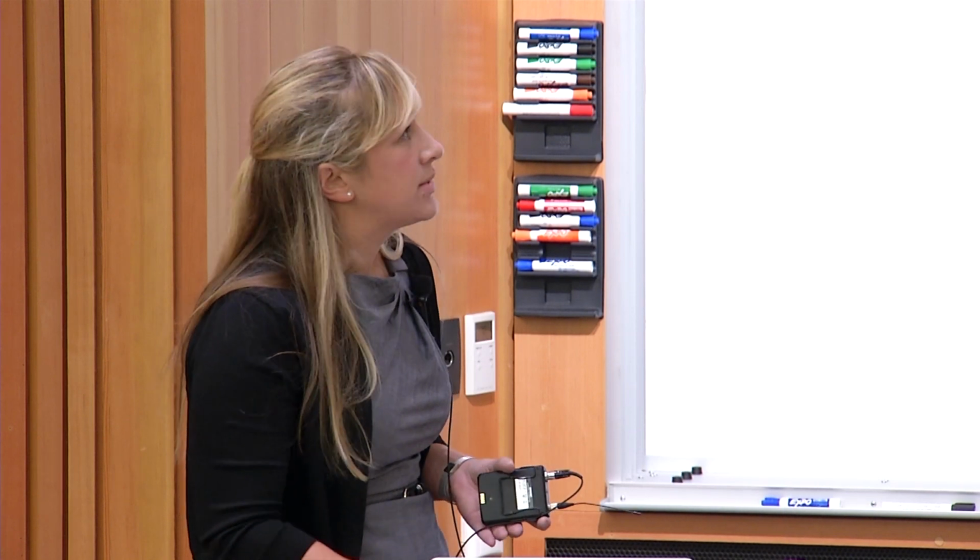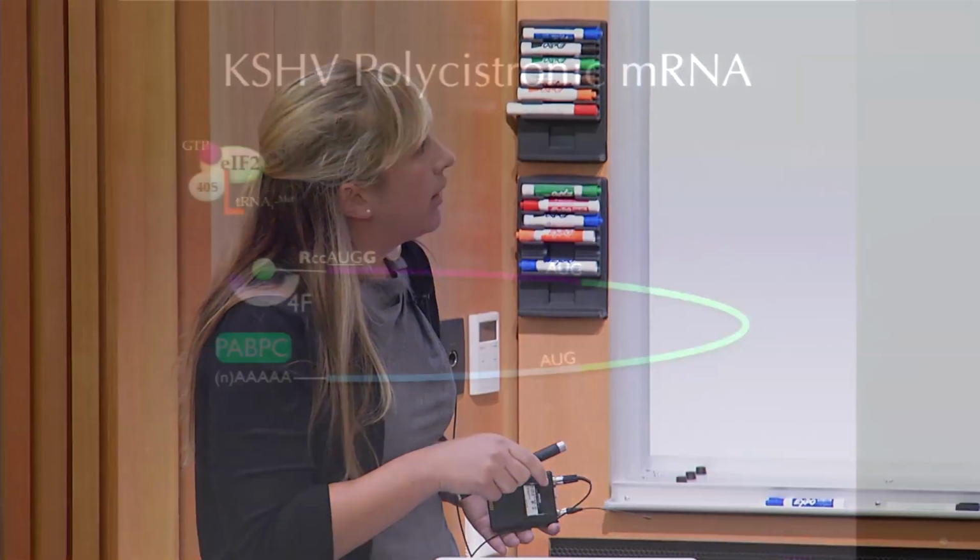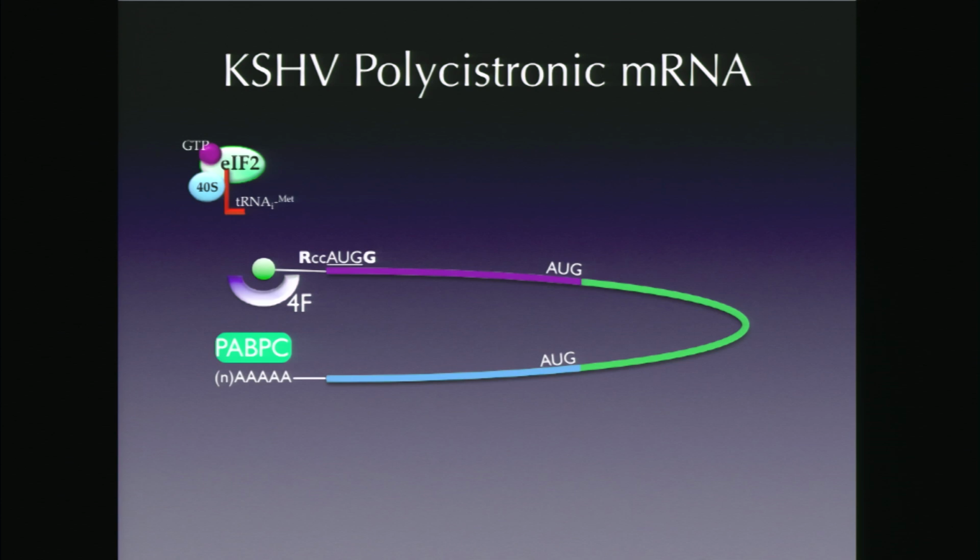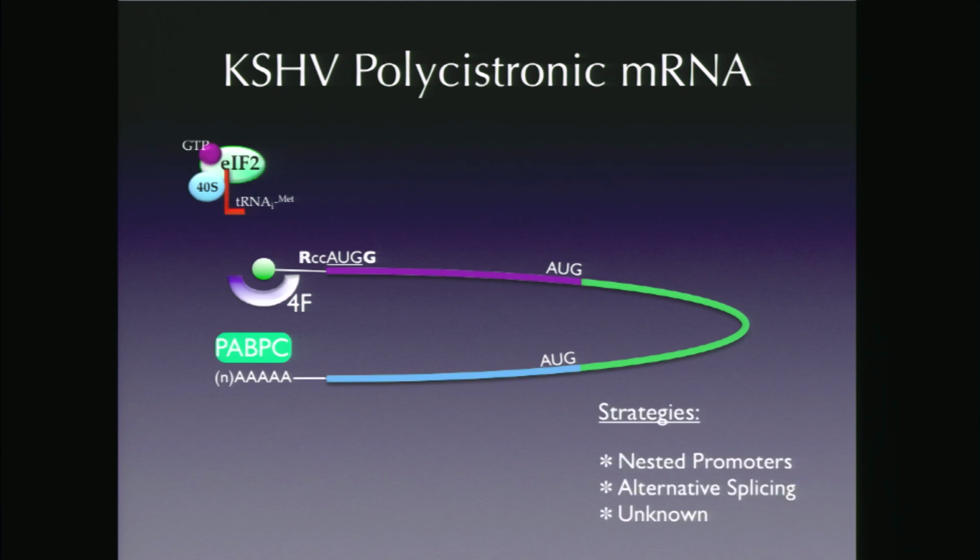Although this subset of viral mRNA looks similar to host transcripts in that they have a 5' cap and a poly-A tail, the presence of multiple open reading frames highlights the question: how does the translation pre-initiation complex access those start codons that are distal from the cap? In a number of these transcripts, they either use a nested promoter, which gives rise to a secondary transcript, or use alternative splicing to reposition these downstream genes near to the cap. However, there are a number of these transcripts where neither of these mechanisms are at play, and the strategy remains unknown.